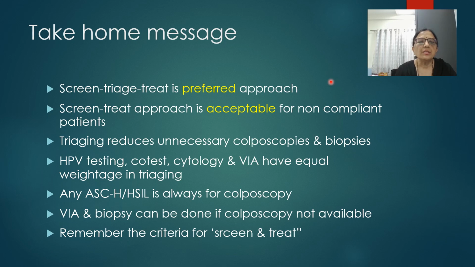Take home message is screen, triage, treat is the preferred approach. Screen and treat approach is acceptable for non-compliant patients. The advantage of triaging is it reduces unnecessary colposcopies and biopsies. HPV testing, E6/E7 test, cytology and VIA all have equal weightage as far as triaging goes. Any ASC-H or HSIL is always for colposcopy and directed biopsy. VIA and biopsy can be done if colposcopy is not available. Always remember the criteria for screen and treat approach.